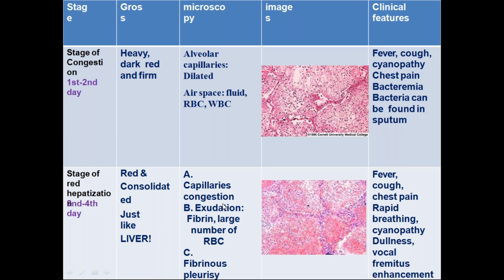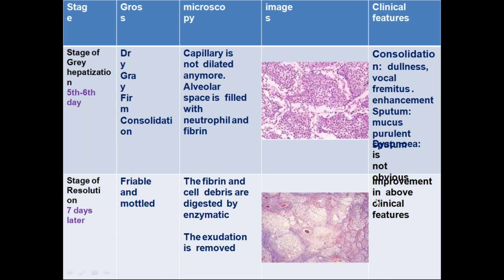And microscopically, the capillaries are congested, as well as the exudation of fibrin and large number of RBC. That's why it is red in color. And the patient presents with fever, cough, chest pain, same as above. And the next stage is stage of gray hepatization, which occurs in 5th to 6th day.